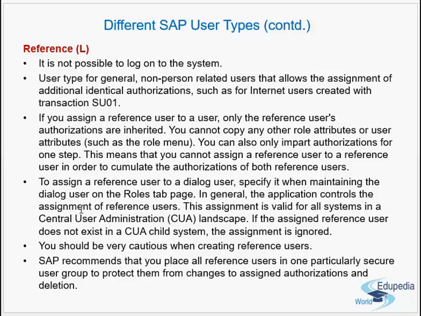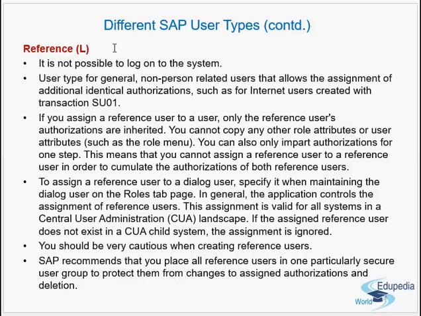This means you cannot assign a reference user to a reference user in order to accumulate the authorizations of both reference users. You can assign a reference user to a non-reference user. You can't assign one reference user to another and that reference user to some normal Dialog user ID. So the reference user can be taken as a reference only for non-reference user IDs. If a user ID is of type reference, it has to be assigned to a non-reference user type, not to a reference user ID.